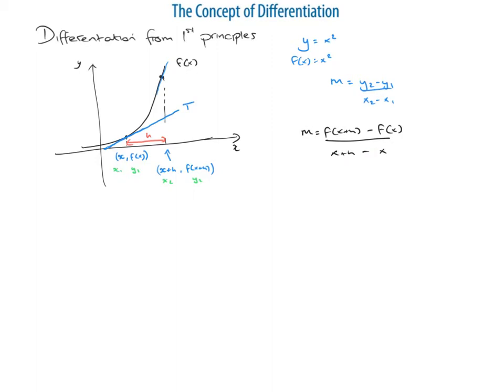Okay, so that means that you can see here m is equal to f of x plus h minus f of x, all over, the x on the bottom will cancel, and we end up with h. So what we have so far is that our slope function is given by f of x plus h minus f of x, all over h. And all we've done here is we've just used the slope formula that we've had from junior cert.